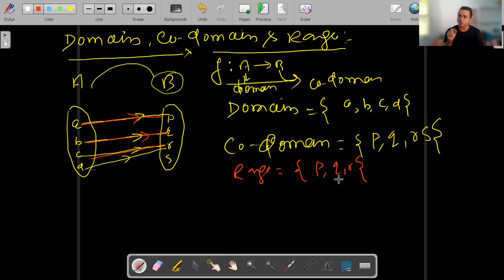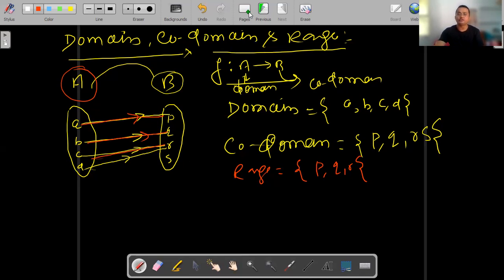Understood? What is the domain? What is codomain? And what is range? Again, I am just repeating it. All the elements of set A are the domain. Whatever elements are there, that will be the domain. Then the set of elements of B will be the codomain. Then range: only the mapped elements in set B will be the range. So hope it is clear to everyone what is domain, codomain, and range.